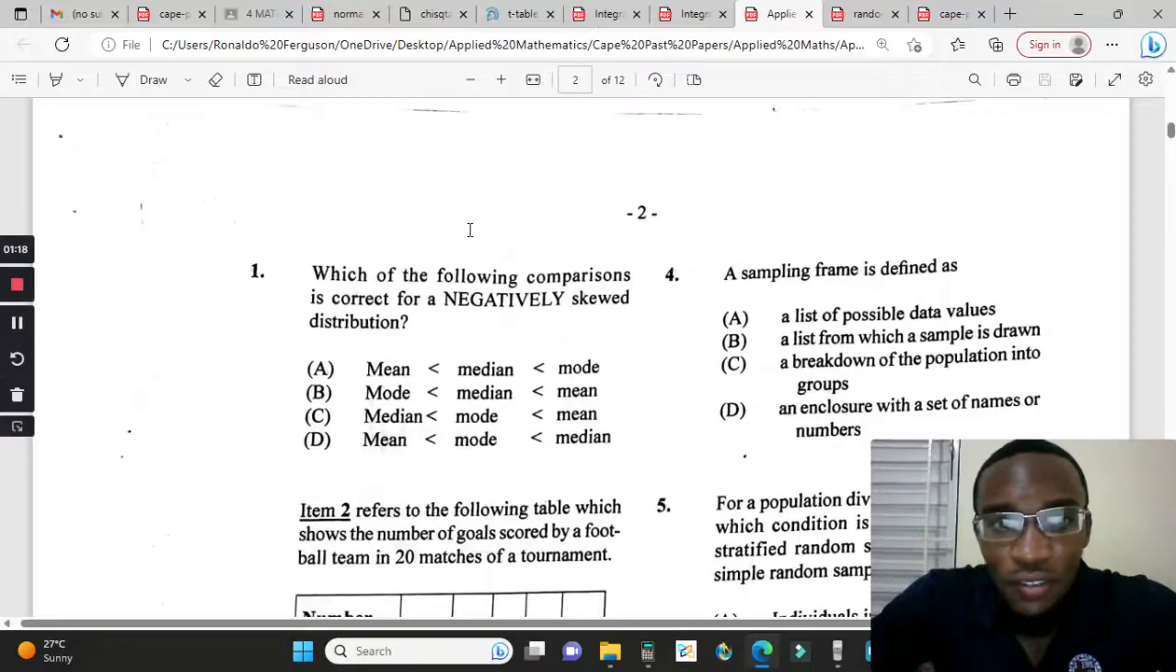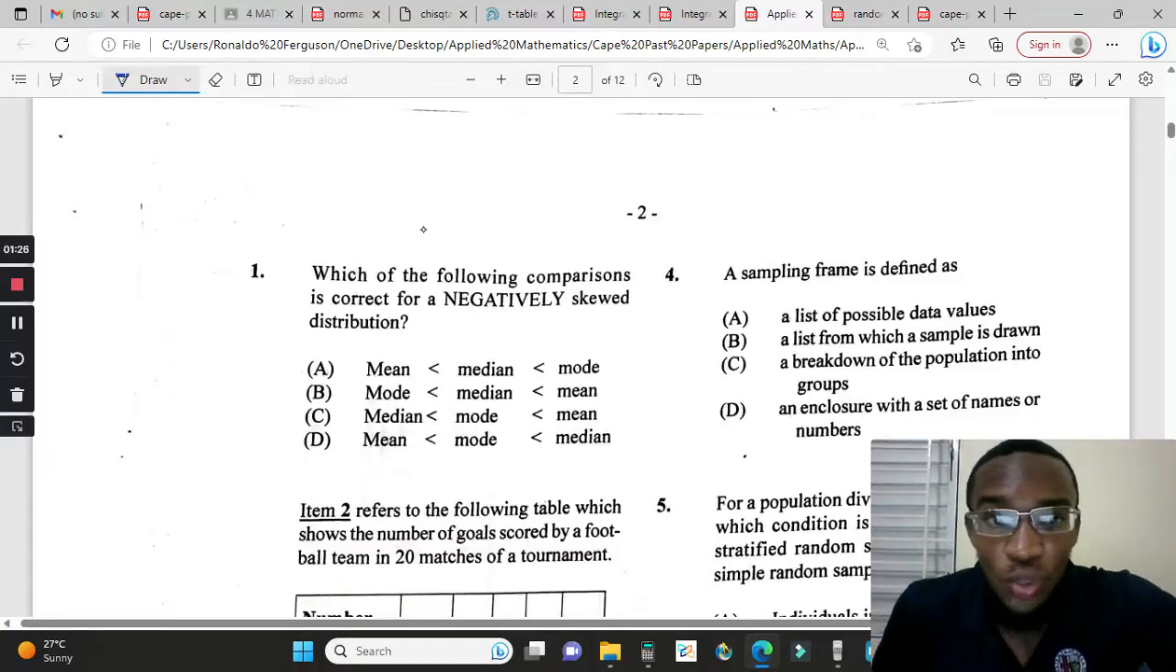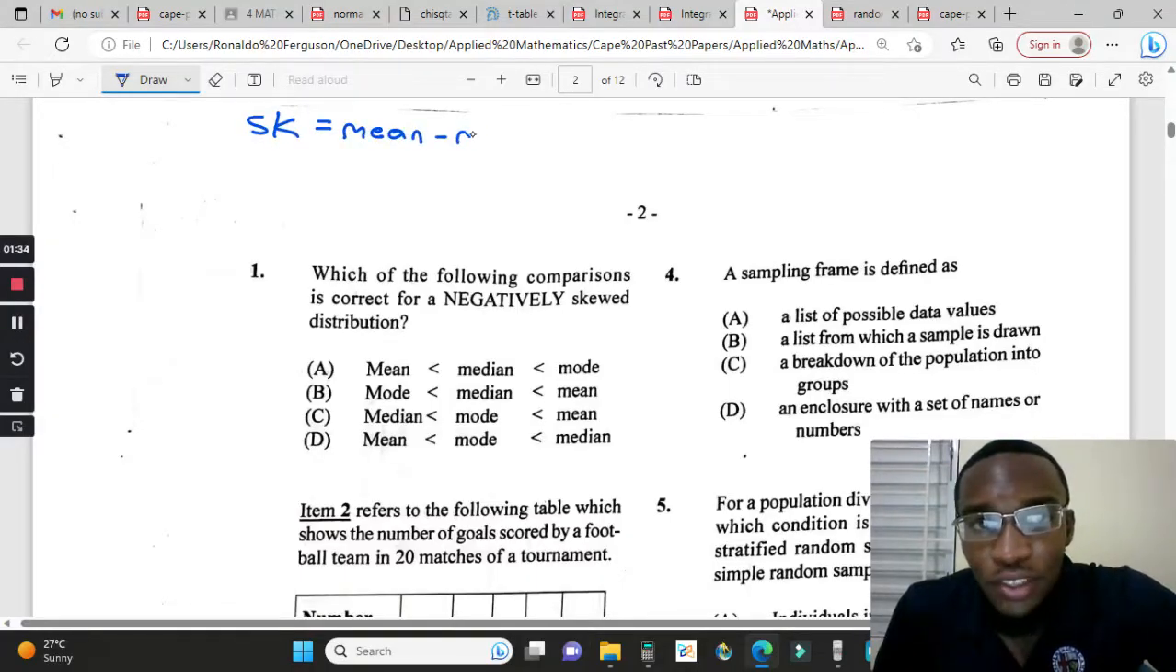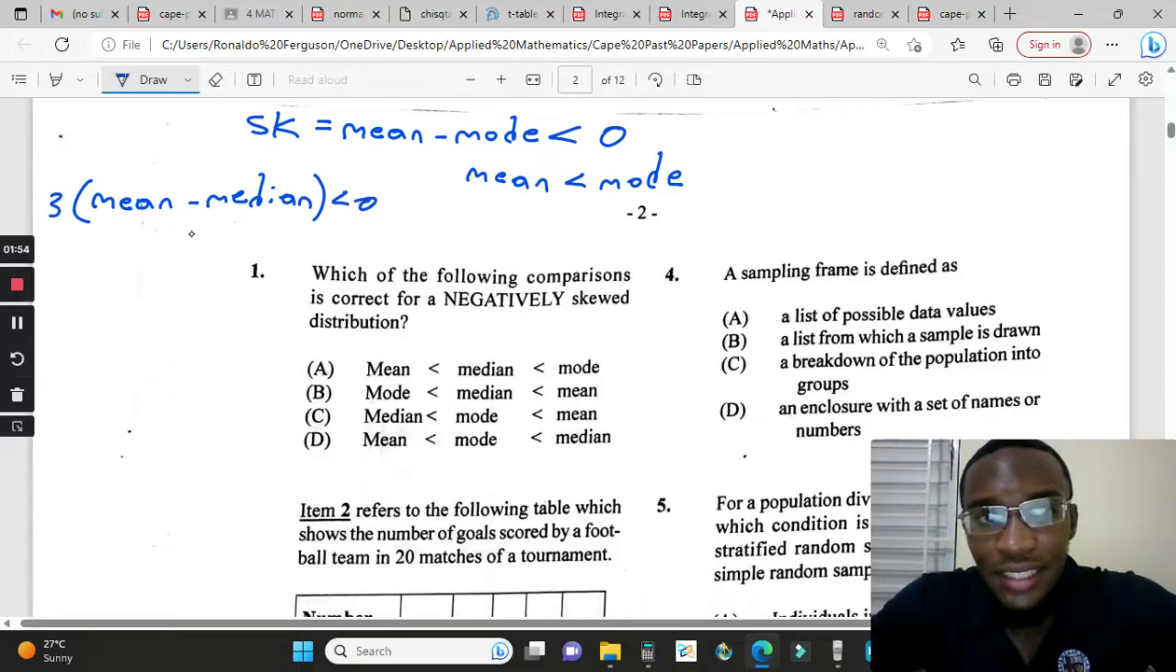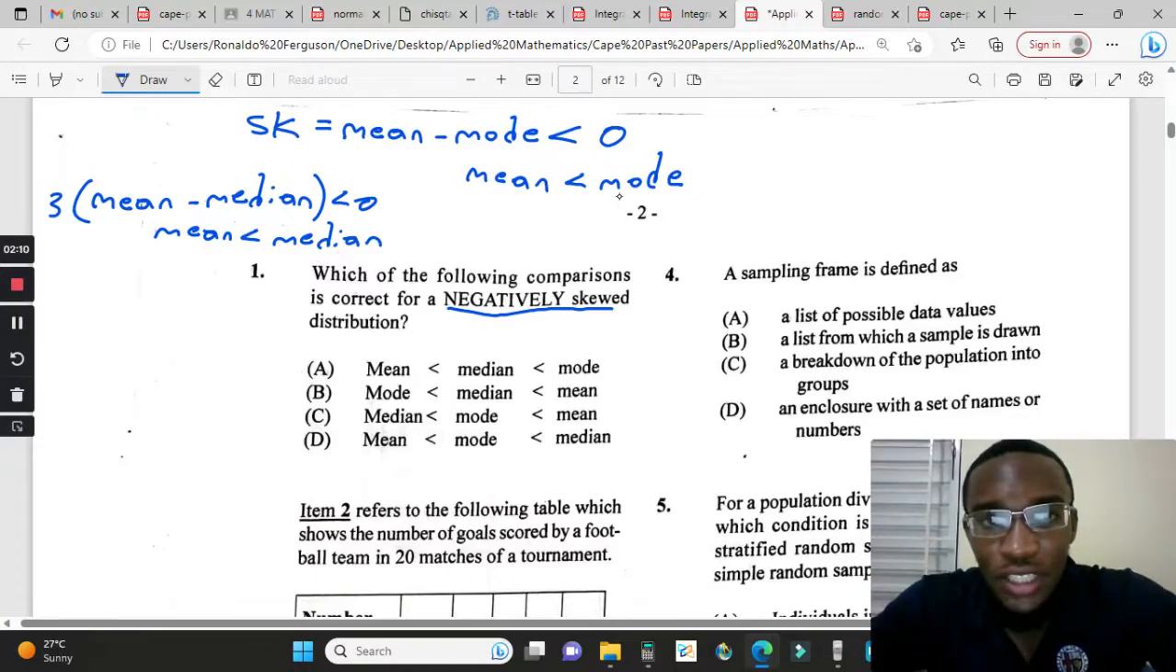The first question says, which of the following is correct for a negatively skewed distribution? So I have to remember, what does negative skewed mean? Remember the formula for skewness? The formula for skewness is mean minus mode, and negative would mean that it worked out to be less than 0. So the mean is going to be less than the mode. The next formula is mean minus median, multiplied by 3. This is the next formula for skewness and it's less than 0. In this case, the mean is less than the median. So the mean is less than the median, which is less than the mode. And so that is when it is negatively skewed, where the mean is less than the median, which in turn is less than the mode, which is option A right there.